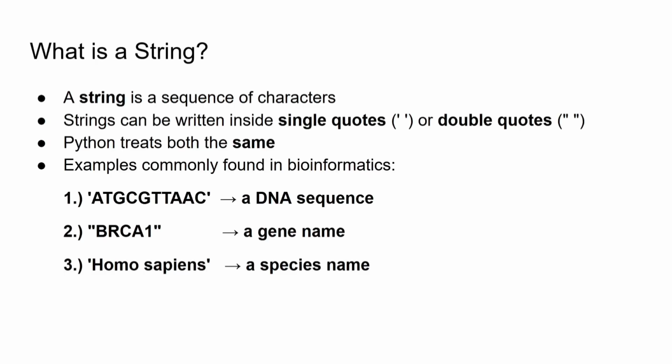What is a string? A string is simply a sequence of characters written inside quotation marks. In Python, you can use either single quotes or double quotes. Both will work and they behave the same. So, ATGCGTTAAC within single quotes and ATGCGTTAAC within double quotes are both valid strings. DNA sequences, gene names, and even species names are all just strings.